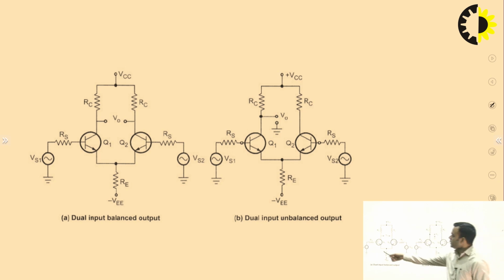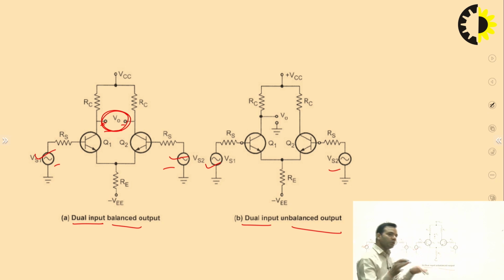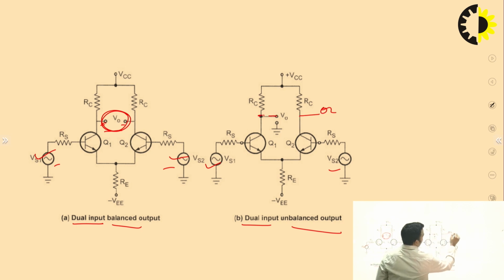You can see this is the dual input balanced output differential amplifier. In this differential amplifier, you are providing two inputs and the output is the difference of these two inputs. Due to this, we call it dual input and balanced output. Dual input unbalanced output means you are providing two inputs, but you are taking output from either transistor Q1 or from Q2.